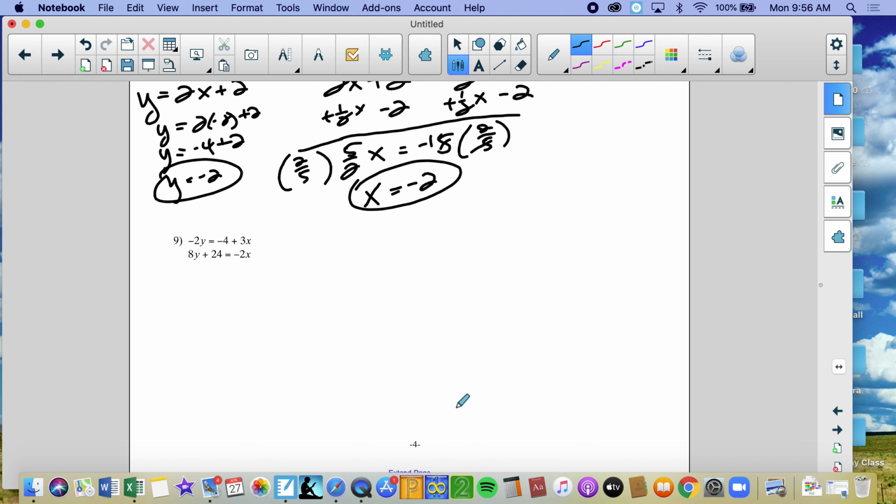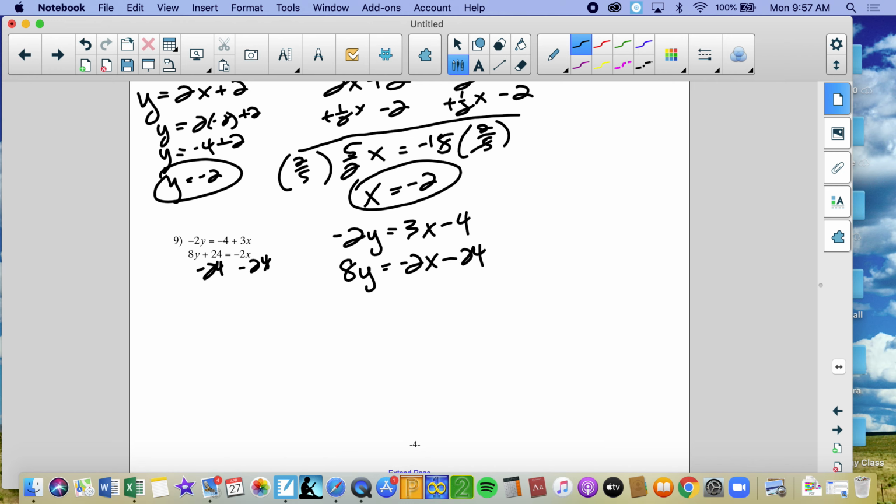Number 9. Notice that they are not in the same order. You've got y by itself here, but you've got y and a constant. They have to be the same. You have to manipulate this equation so they look identical. So I'm going to keep that as -2y equals, and I'm going to put the variable first, x, and then this becomes 8y equals -2x minus 24.